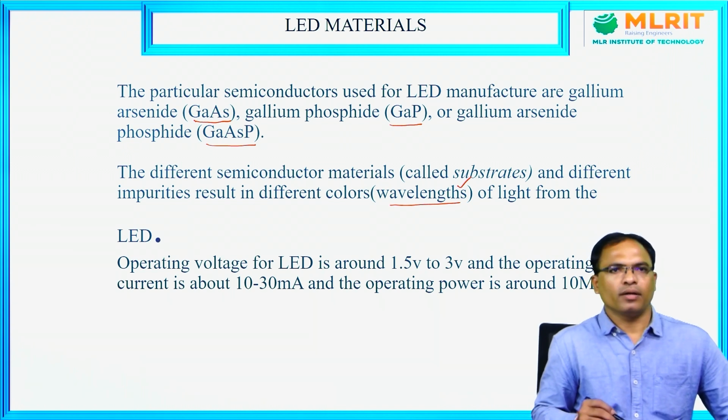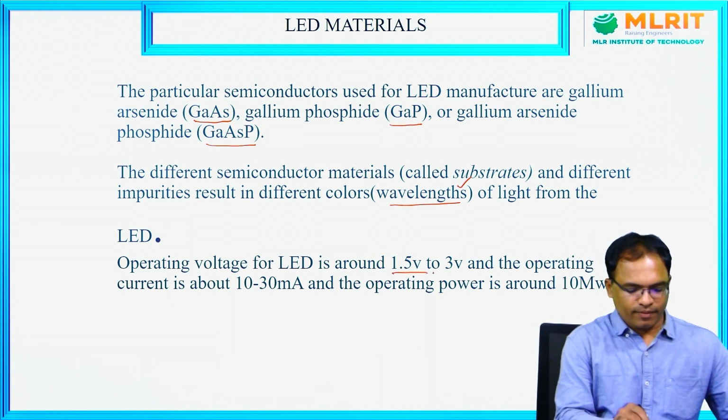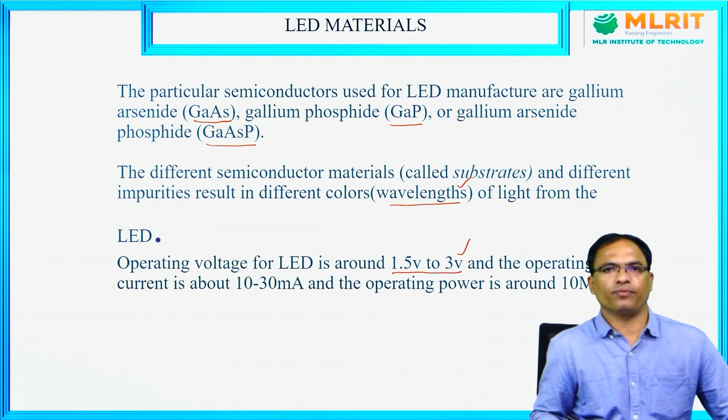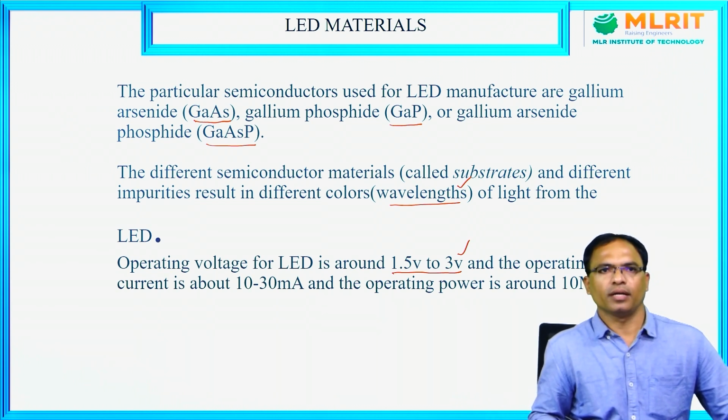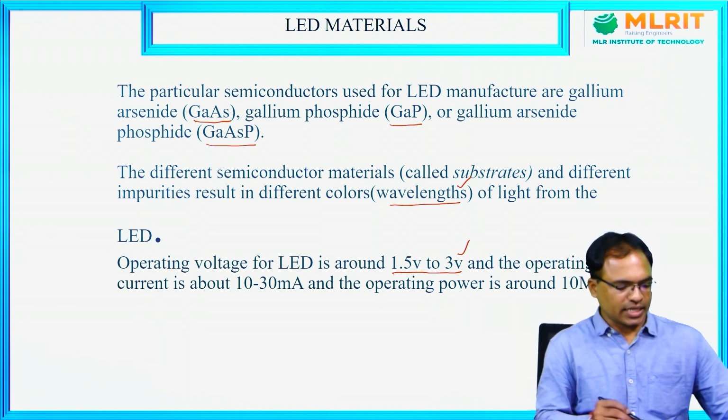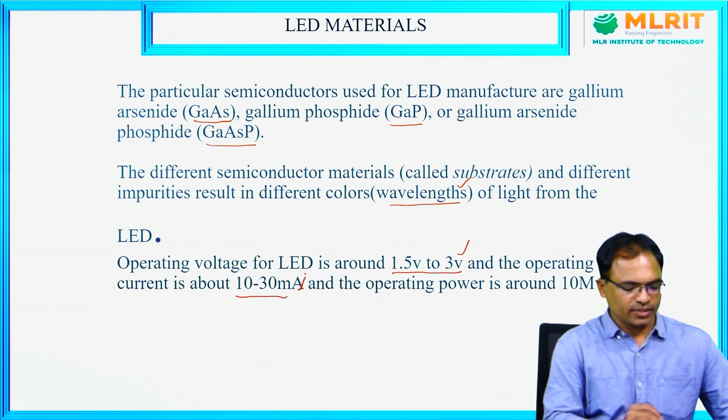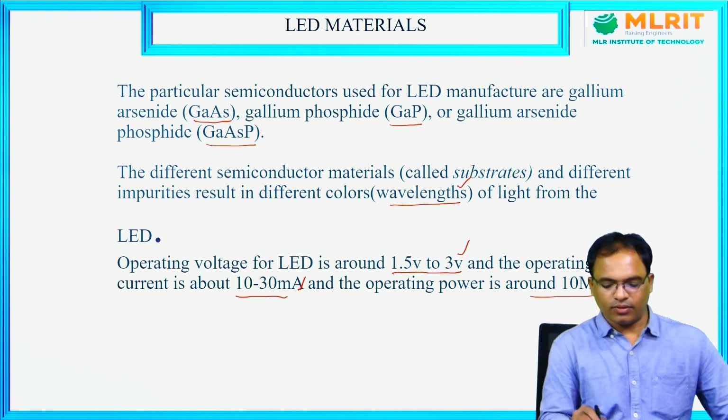Now, to operate an LED, a very small voltage is enough, around 1.5 to 3 volts, and the operating current of an LED is 10 to 30 milliamperes, and also the operating power is around 10 milliwatts.